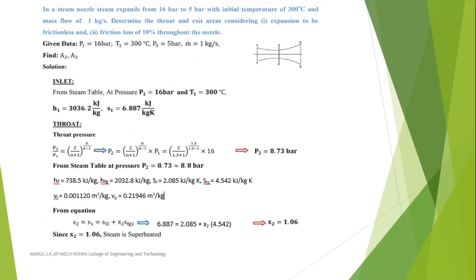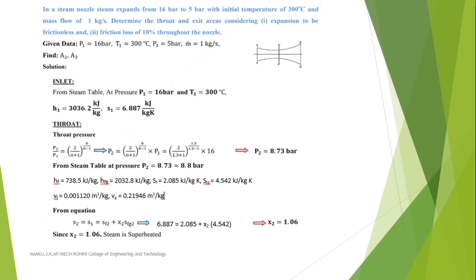For finding the X2 value, we search for the formulations. What are all the formulations we have? At that time we use the wet steam entropy relation: S2 is equal to SF2 plus X2 into SFG2. As we discussed in the beginning, the expansion process is isentropic, a reversible adiabatic process. For a reversible adiabatic process, there will not be any change in entropy. So the entropy is constant throughout the process.